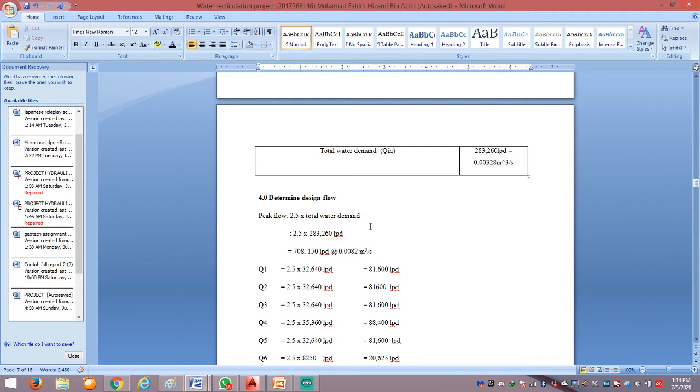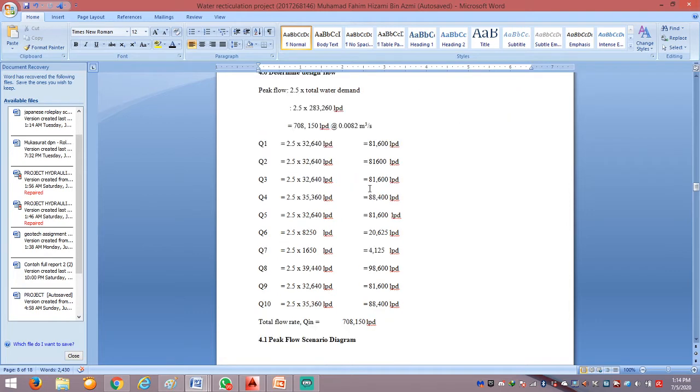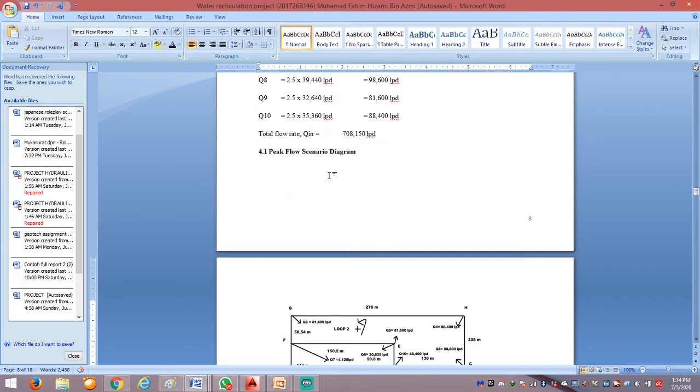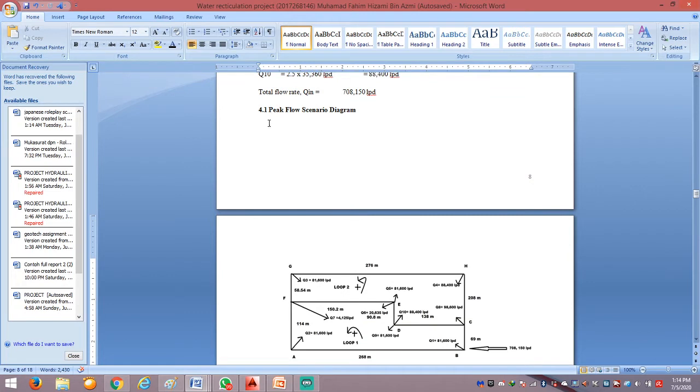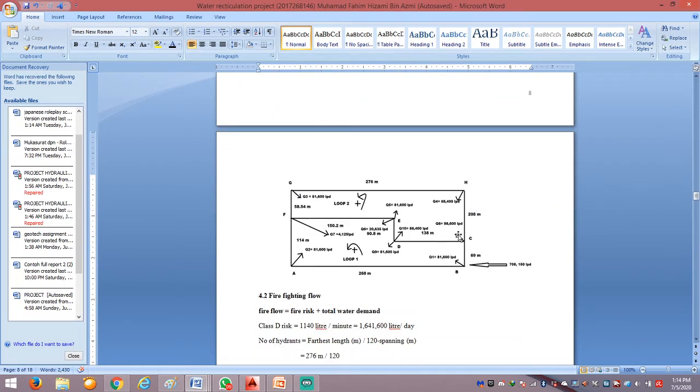Okay, next we go through determining the design flow. When water use is at peak, we just want to know how much water will flow. So we calculate using the formula that has been given: 2.5 times the total water demand here. So I get 0.082 meter cube per second. This is the peak flow scenario diagram. This is the Q in, this is the Q out, at all the nodes.